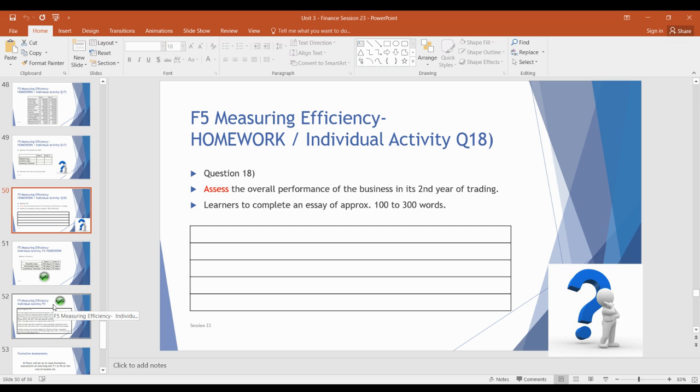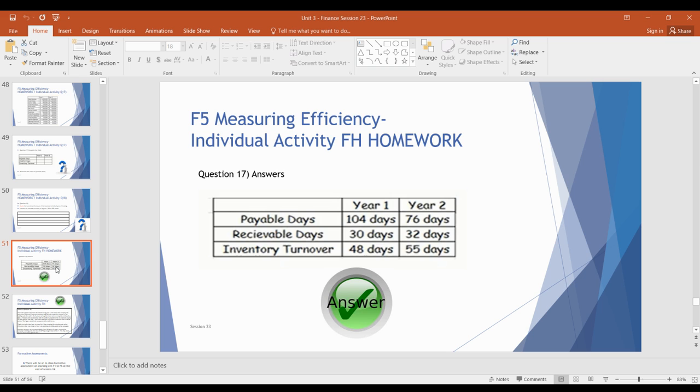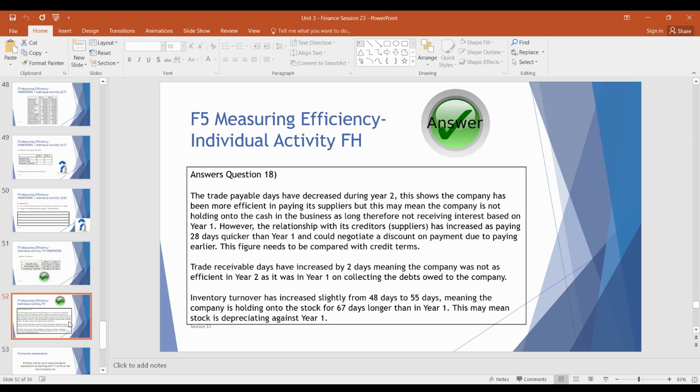Some things that I do want you to make sure that you've put in there is, what is trade payables? Does that mean that the business is more efficient or less efficient? Receivables, is the business more efficient or less efficient based on the numbers? What about the inventory turnover? It's increased. So what could that mean? What does that actually mean to us?